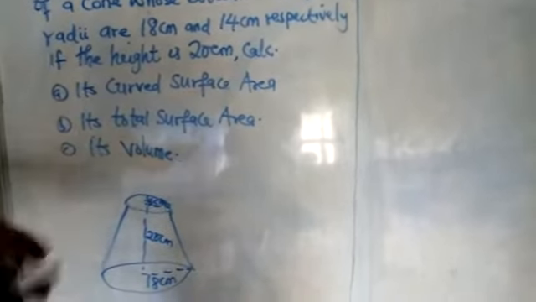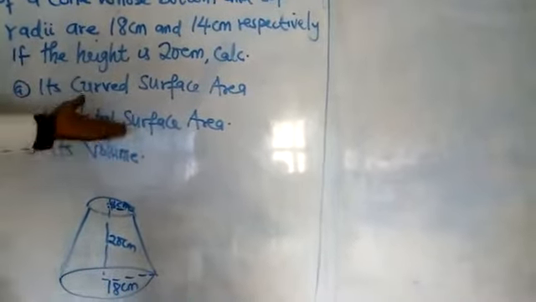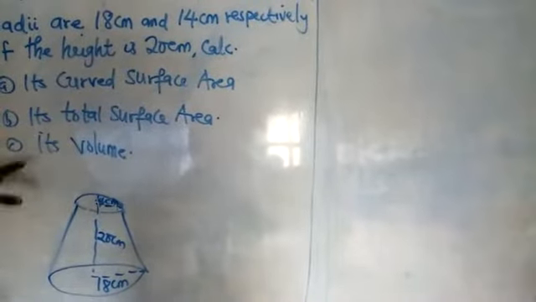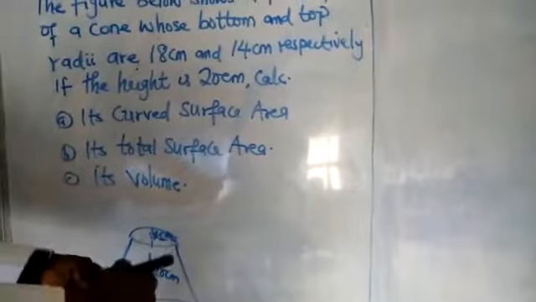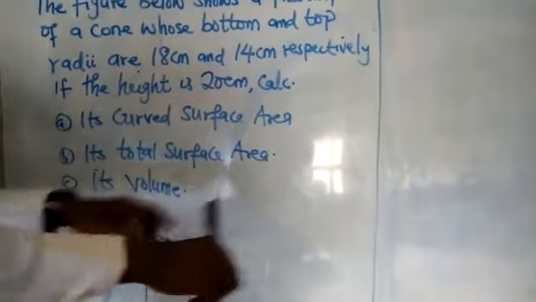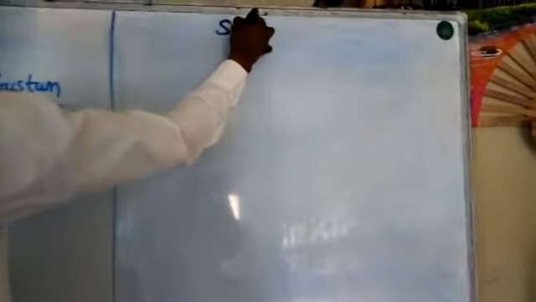Already I've given you the formulas for solving curved surface area, total surface area, and volume. So it's just for us to plug in our values and we are done with this question. Alright? So let's apply it. Let's write the solution. Solution.